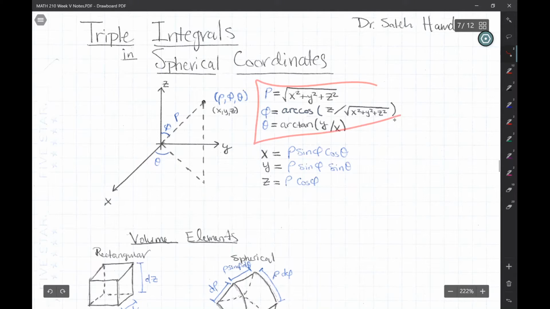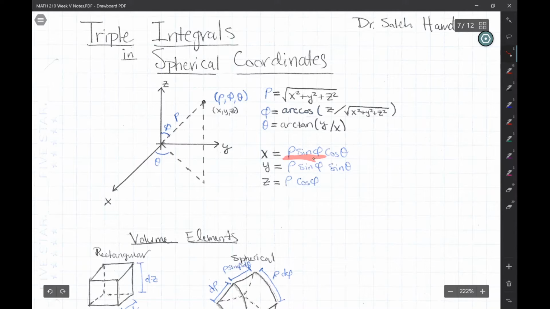What you see here is the way to convert from rectangular coordinates, x, y, and z, to spherical coordinates. Of course, be careful when you deal with inverse trigonometric functions. And if you start with rho, phi, and theta, the spherical coordinates, and you want rectangular coordinates, here's the formula to use. Notice this rho sine phi.